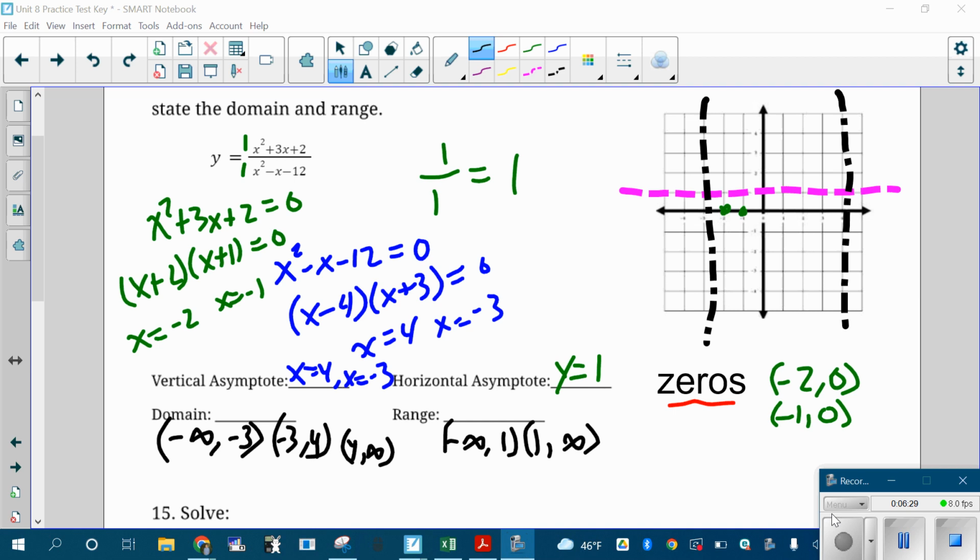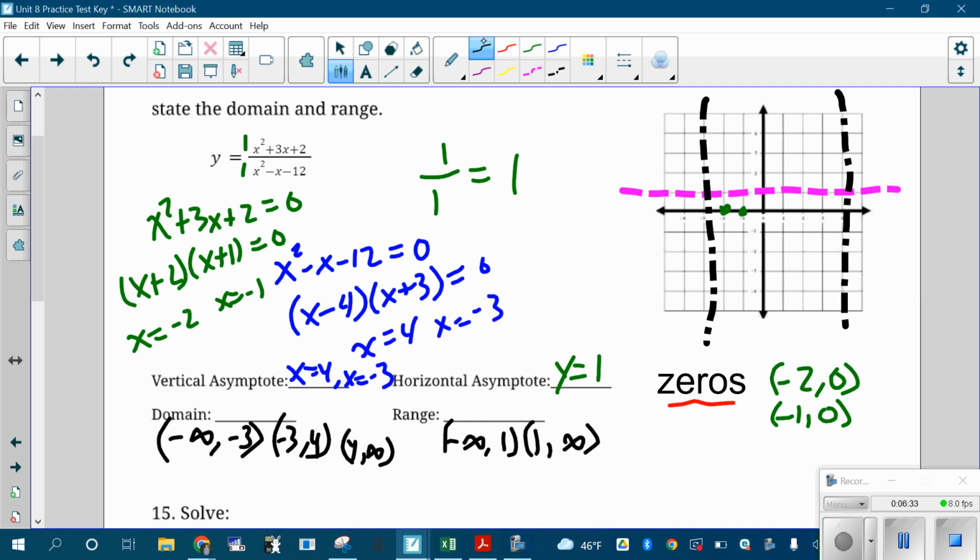The only thing I have left to do is get an idea of what this graph looks like, and I'm probably going to have to make a little table to get a couple extra x values. I definitely want to know what's going on over here, so maybe I'm going to pick an x value of 5. And I want to know what's going on over here, so I'm going to pick an x value maybe of -4. And I'm going to plug those into my equation. Go ahead and grab those x values, plug them in.